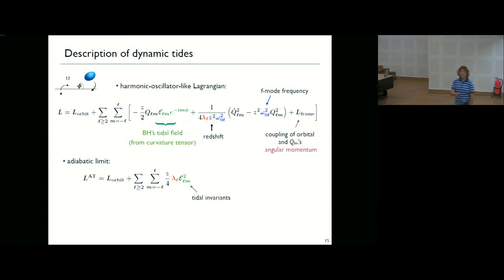And we usually considered the adiabatic limit, where all these time derivatives drop out and we just have the tidal parameter and the tidal field squared.